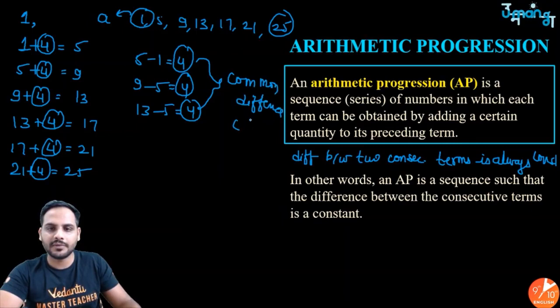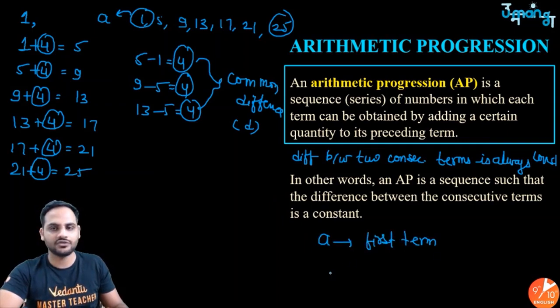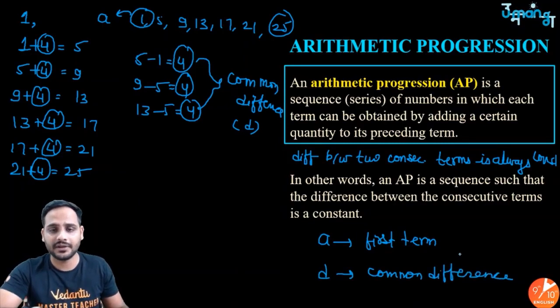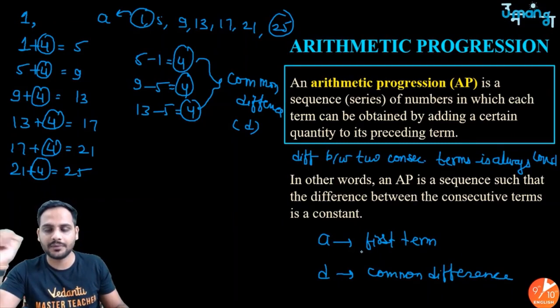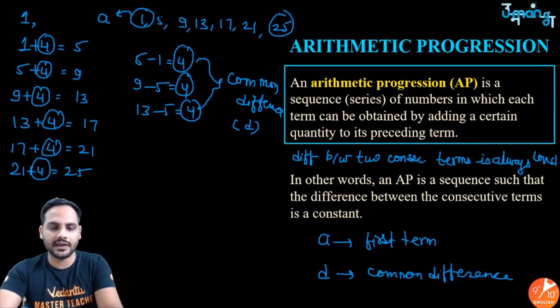And it is denoted by small d. So A represents the first term. First term we can choose anything, common difference we can choose anything, and once we have decided, I can get any AP I want.